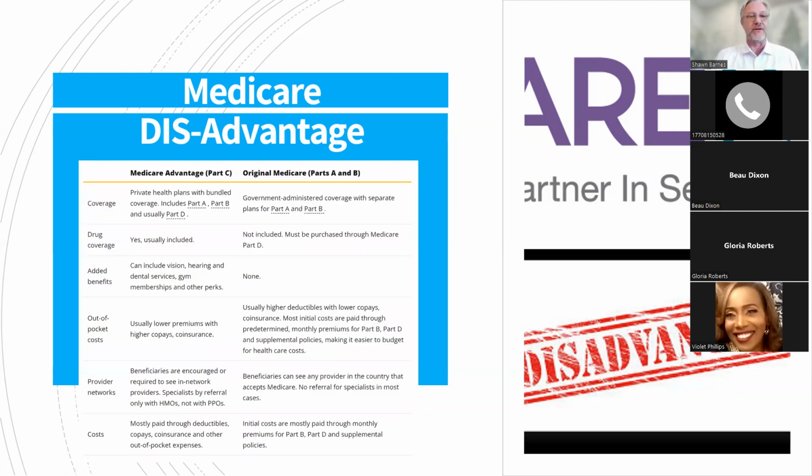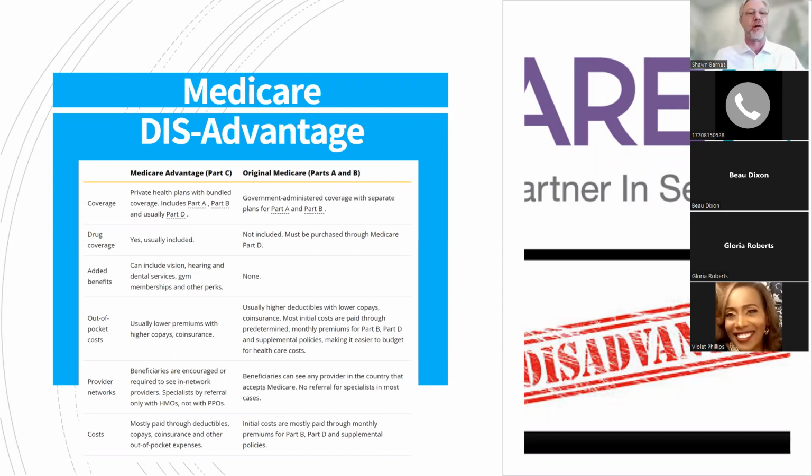So Medicare Advantage, Part C Medicare, and Original Medicare, Parts A and B. Let's compare them. In coverage, Medicare Advantage plans are private health plans with bundled coverage, Part A, Part B, and usually Part D. Original Medicare is Part A and Part B, hospital and medical. Drug coverage is usually included in Medicare Advantage. With Original Medicare, you must buy drug coverage through a Medicare Part D plan.